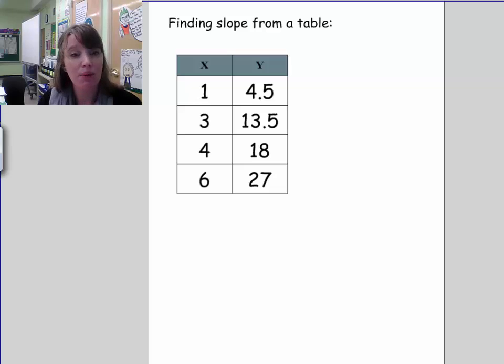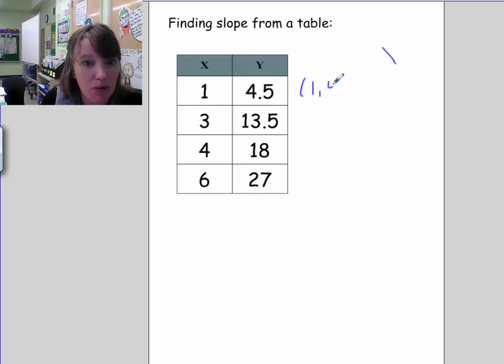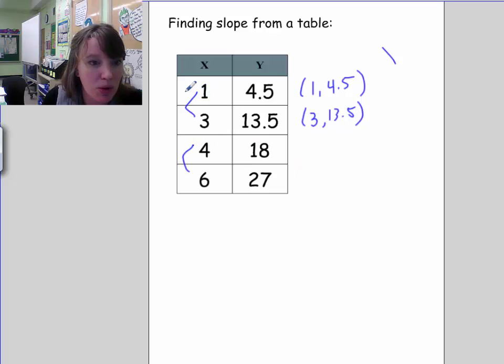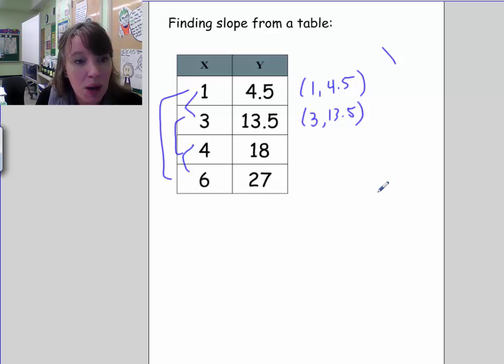Okay, how do I determine slope from a table? Given a table, remember tables are just coordinates in disguise, right? So this is the coordinate 1 comma 4.5, and this is the coordinate 3 comma 13.5. It doesn't matter which 2 points you choose. Actually, if I wanted to, I could choose these 2 points because they're integer values. I could choose 1 and 6. I could choose 3 and 4. It doesn't matter which 2 points I choose, because if it's a line, the rate of change is constant between any 2 points. So let's go ahead and choose the first one and the last one.